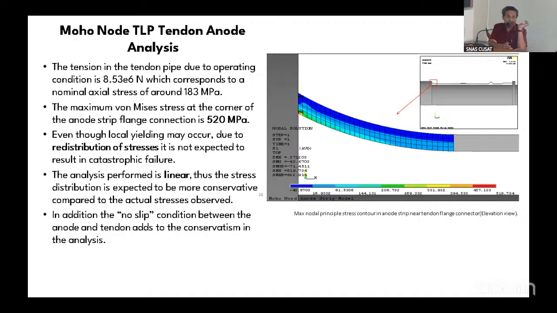The analysis performed is linear, so the stress distribution is expected to be more conservative, because of the plasticity, as I said before. In plasticity, you are not going to actually see 520 megapascals out there. It's still going to be 340, but the material is going to flow. Additionally, we modeled it without a no slip condition between the anode and tendon. So it acts as a conservatism in the analysis.